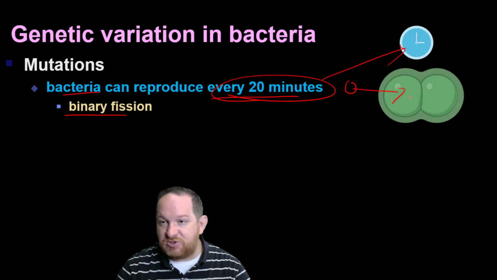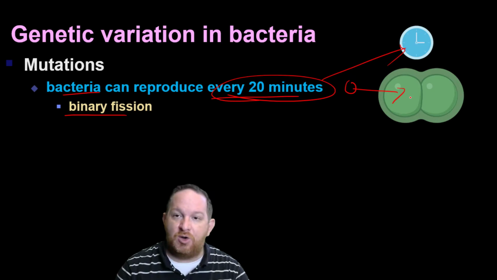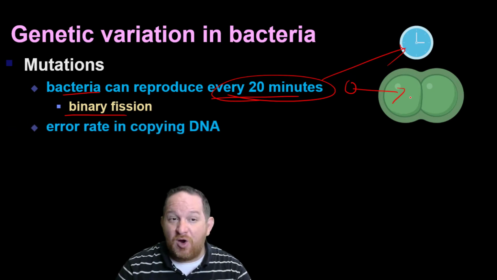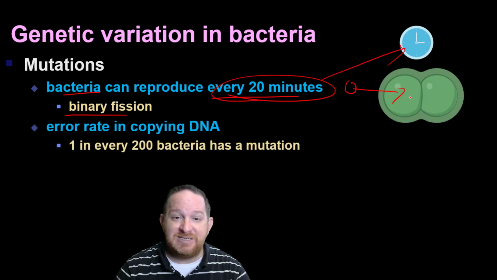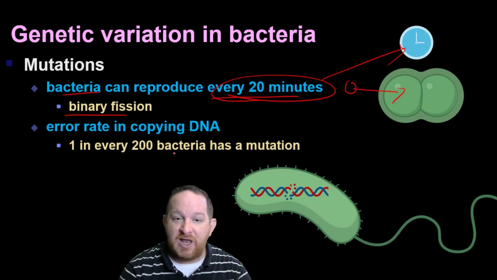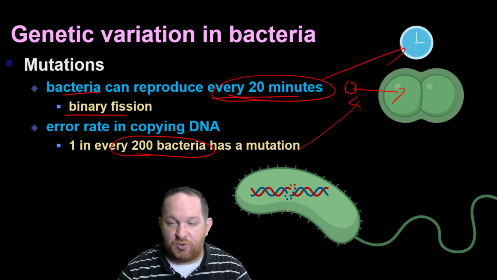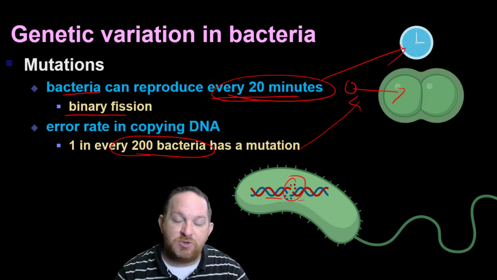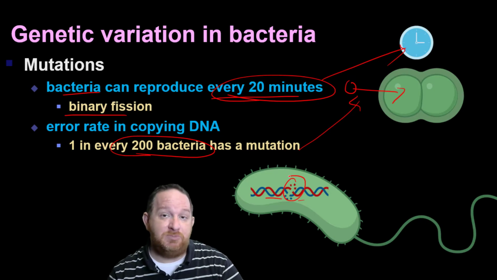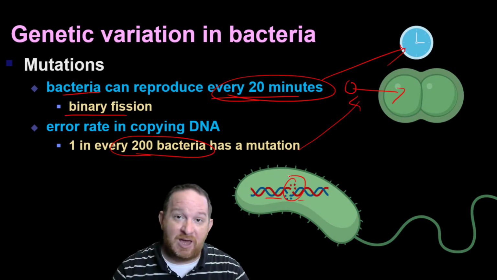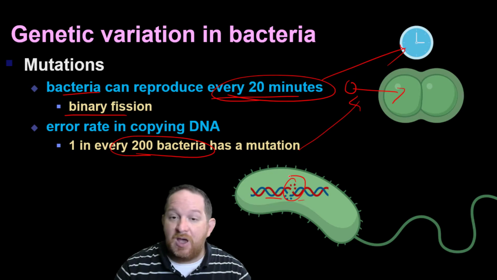So because they're splitting so much, because they are undergoing this binary fission, there are a lot of mutations because of the error rate in DNA copying. In fact, 1 in every 200 bacteria has a mutation from the original that it started with. So because they're reproducing so fast, the DNA has a lot of mutations in it. Sometimes those mutations are beneficial, sometimes they're harmful, and sometimes they're neither. They don't have any effect at all.